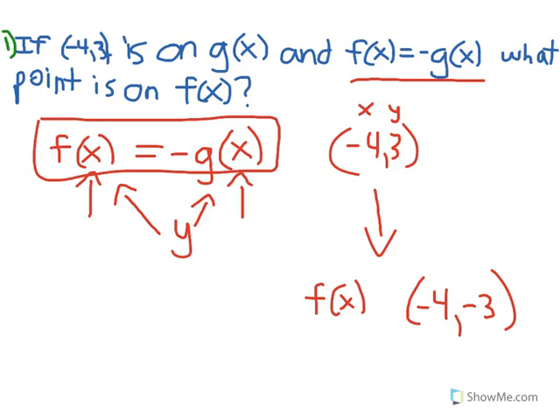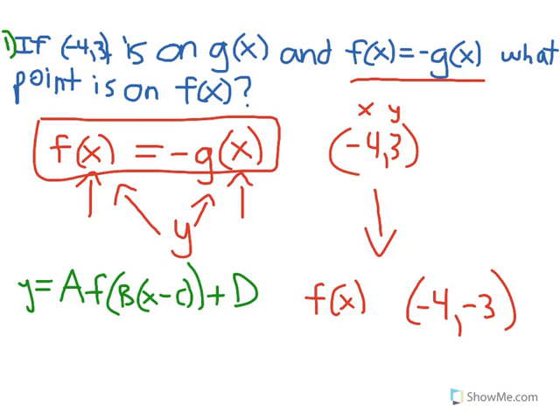We can also think about this in terms of transformations. We know that if we have a function y equals a f(b(x minus c)) plus d, this is sort of our general form for transformations, we can see that this negative sign here, that's like a -1, right? We don't write the 1, but it's there. And that is corresponding to this a value.